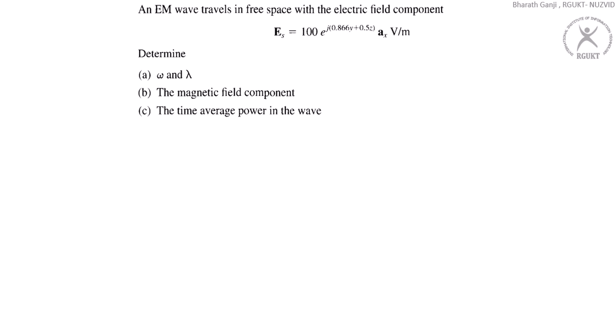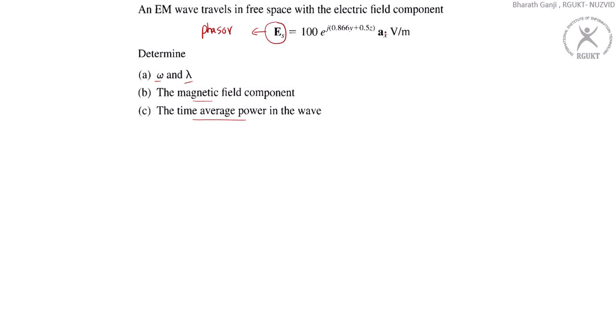Okay, so let us start with this question. You can see that an electromagnetic wave is traveling in free space with an electric field component which is given like this. There are three questions: you have to determine the frequency, wavelength, the magnetic field and the time average power. The electric field is given. First of all, if you look at it, this electric field is represented in phasor format.